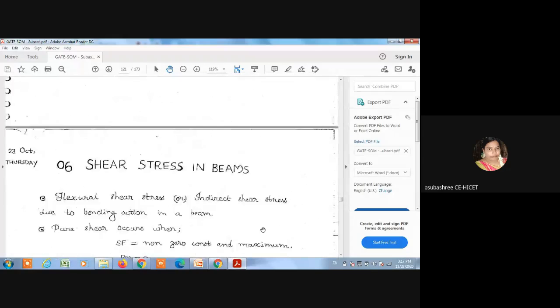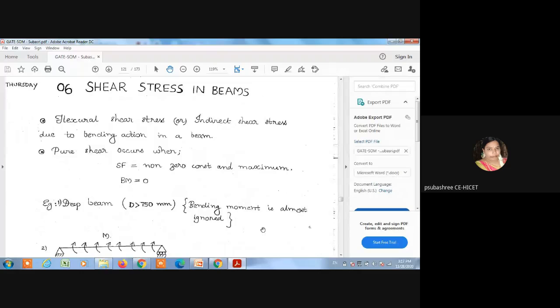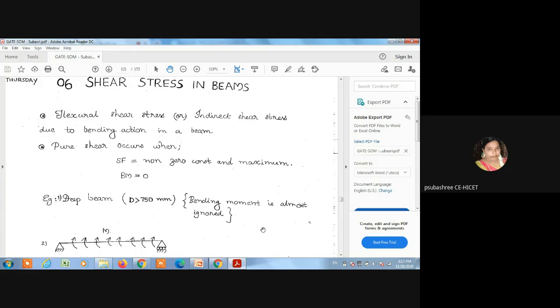The next topic is shear stress in beams. A direct shear means shear force divided by area. Indirect shear stress means it is developed from torsion. The flexural shear stress or indirect shear stress is due to bending action in a beam. The first one is pure shear, for example, a deep beam.